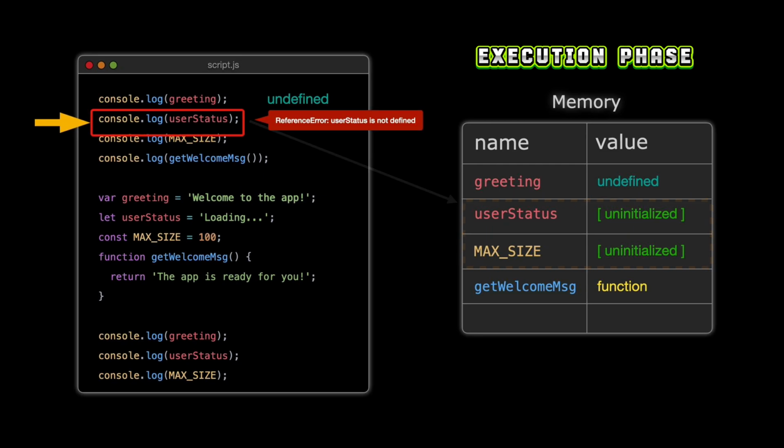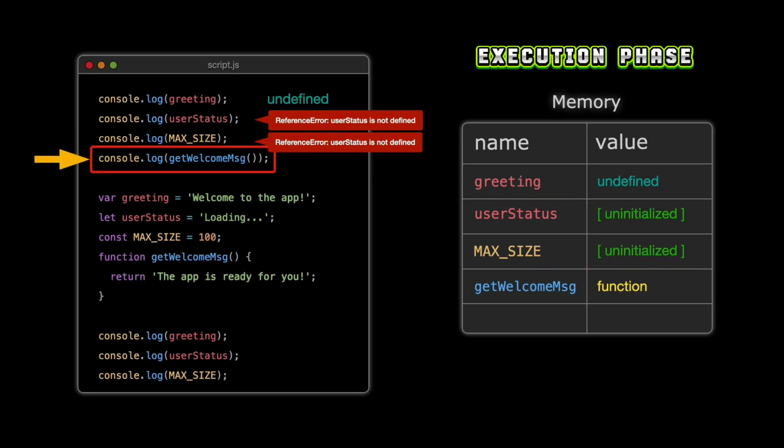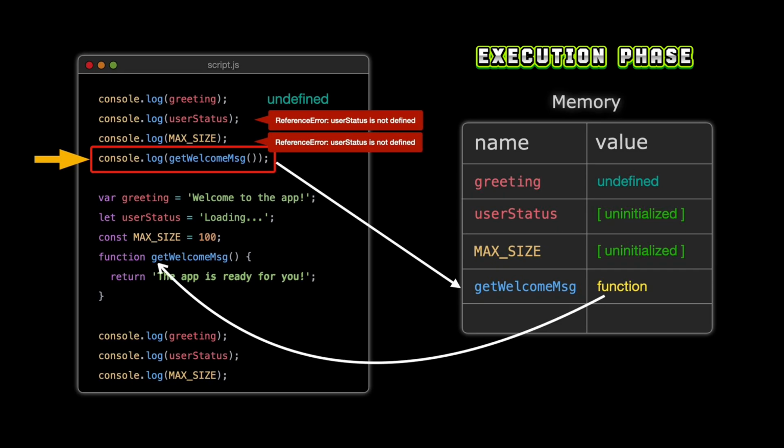Next up, console.log maxSize encounters the same fate as user status. It's a const, so it's hoisted, but it's not initialized until the line of its declaration is reached. Another reference error is on the screen. Finally, we have console.log getWelcomeMSG. Here's where the hoisting magic really shines for function declarations. getWelcomeMSG is hoisted with its body, so it's ready to execute, and we get a nice welcome message in the console.